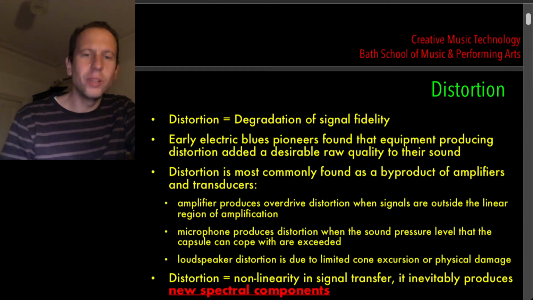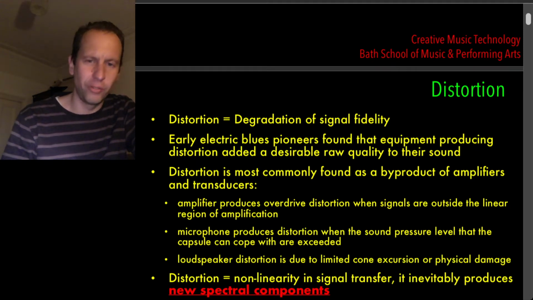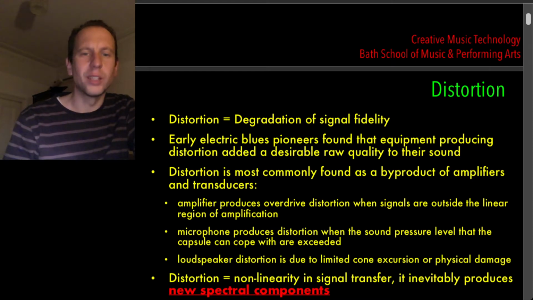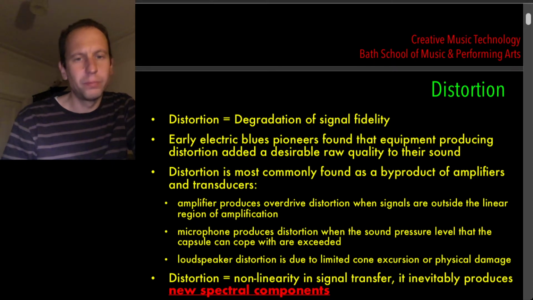So essentially, early electric blues pioneers were the ones who really started using the distortion of electrical circuits and transducers such as speakers, amplifiers, and similar to get a rough, distorted quality. Now, distortion itself covers a wide range of changes, mutations of sound.